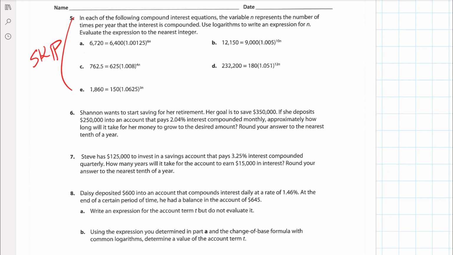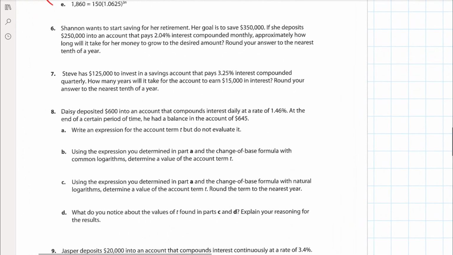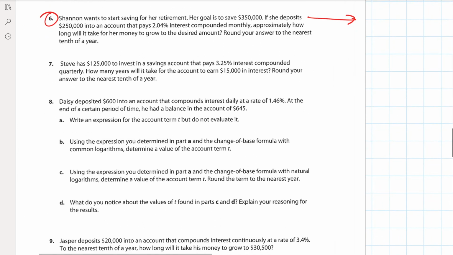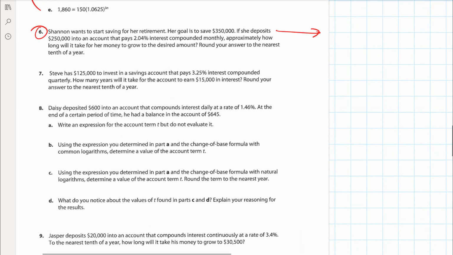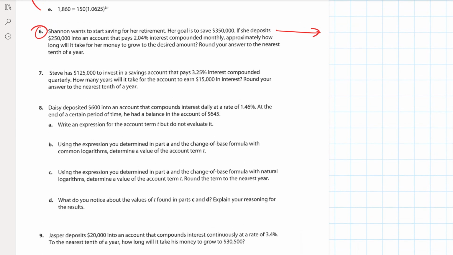Let's do something a little bit more interesting, like number 6. Number 6 is interesting. Let's do this one. All right, so here we go. Shannon wants to start saving for her retirement. Her goal is to save $350,000. That's like the future. That's a future amount.